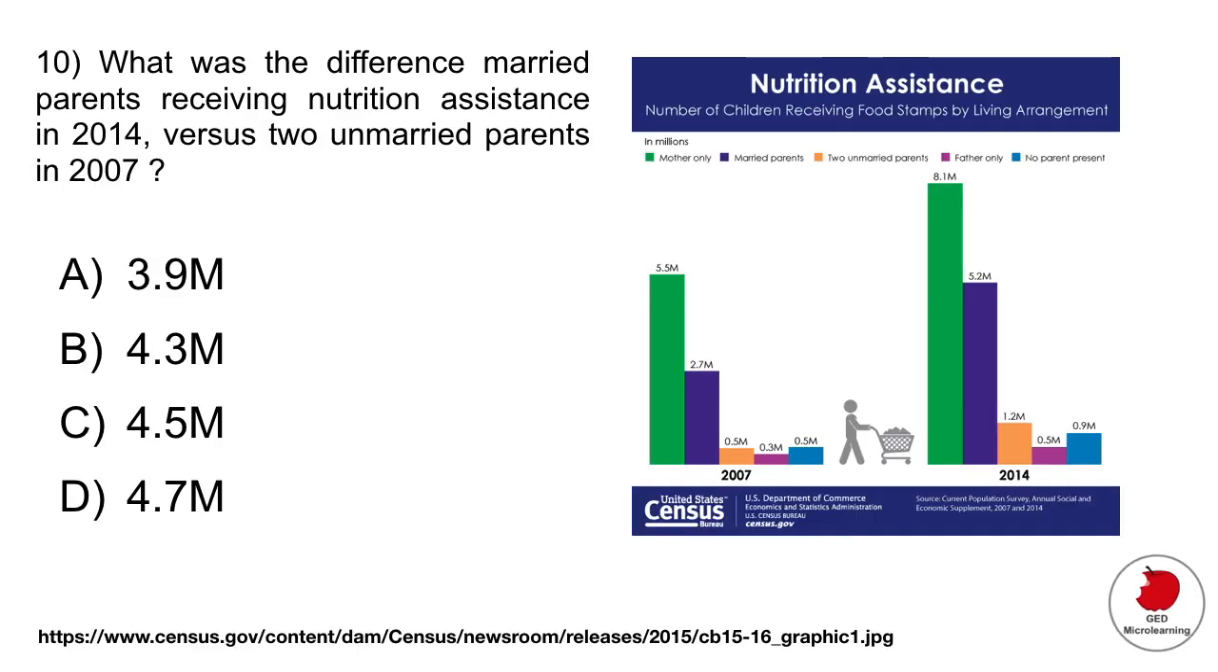All right, so question 10 is another bar graph problem, but in this case the bars are vertical. And you'll notice that also it's a little bit different because we don't have a y-axis. As you can see, the numbers that would make up the y-axis are actually placed on top of the bars. All right, so here it's asking you what was the difference between married parents receiving nutrition assistance in 2014 versus unmarried parents in 2007.